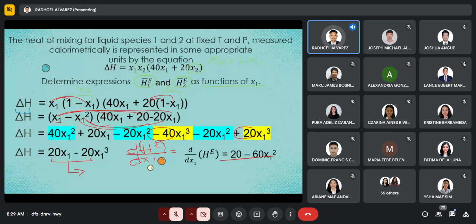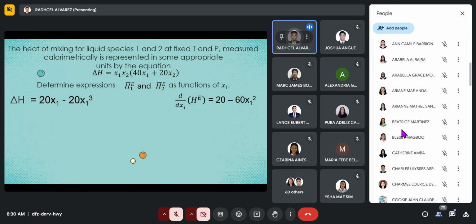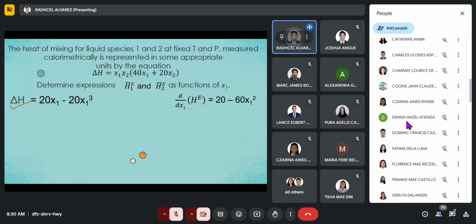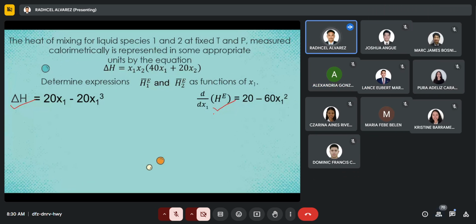So, derivative lang natin yung derivative ng 20x1. So, syempre, that is 20. Tapos dito, yung 3 pupunta sa unahan. So, that is 3 times 20. That is negative 60. And then 3 minus 1. Kaya naging squared na lang yun. Okay, so thank you for your answers. Now let's continue. Meron na tayong delta H, may value na tayo. Meron na rin tayong DHE over DX1.